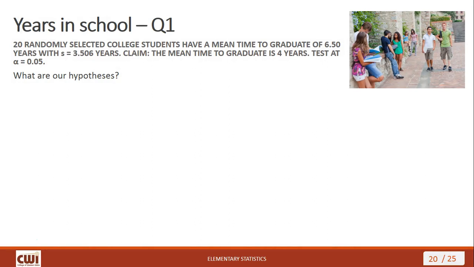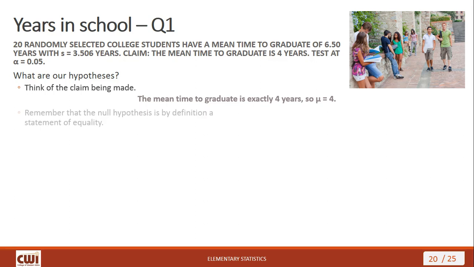The first question we're asked is, what are our hypotheses? Well, first think about the claim that's being made. Identify the claim. What is the claim? The claim is that the mean time to graduate is 4 years. So that means the mean time to graduate is exactly 4 years, or mu equals 4. Remember, the null hypothesis is by definition a statement of equality. So we're going to write mu equals 4 as our null hypothesis.